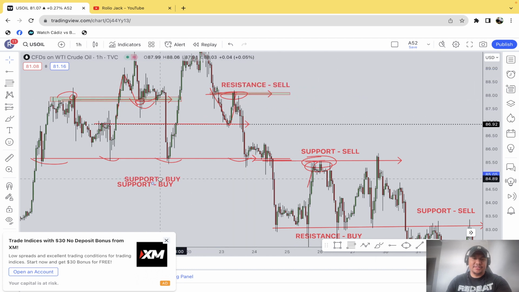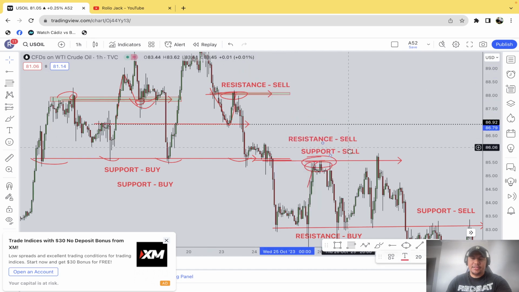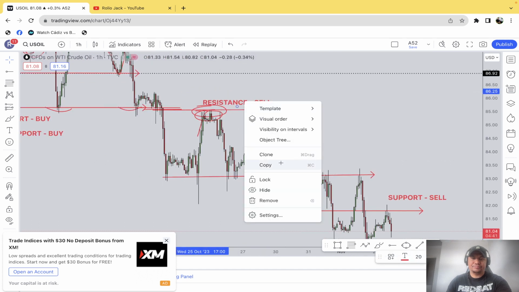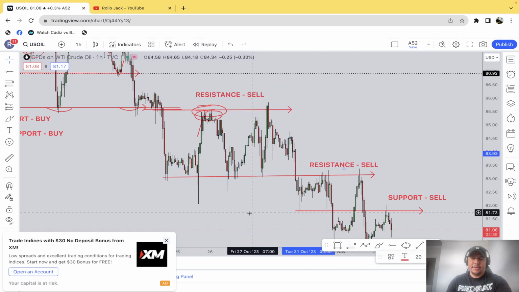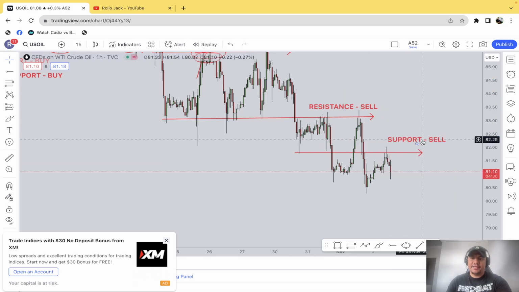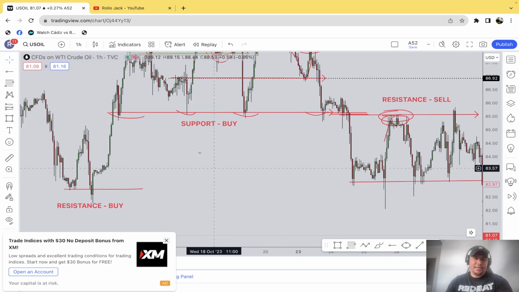This is supposed to be resistance and this is supposed to be a buy, and we're going to clone that. We're going to put that there, remove that, and then clone. There, sell. We sell there as well, but that would have been a long shot to sell because the market never came back to test this price. I think the best place to get in would have been at that level. And then let's clone, and then another buy.